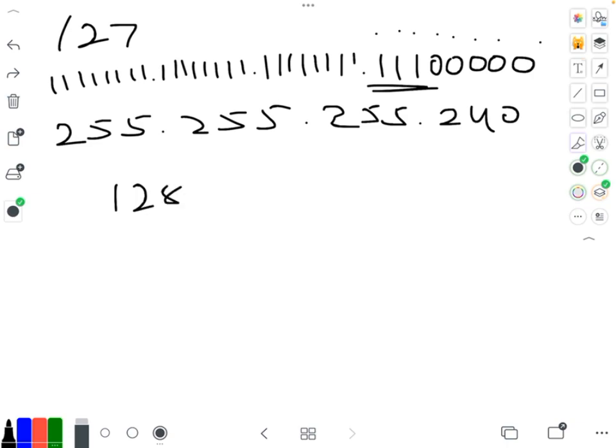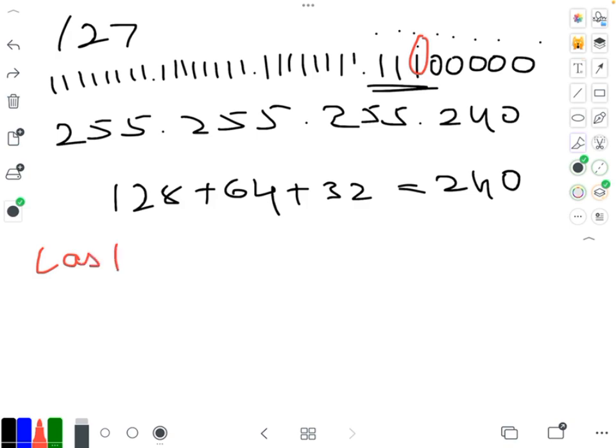So our bits are 128 plus 64 plus 32, which gives us 240, right? And that is basically it. So now we have our subnet mask, and our last borrowed bit is here.